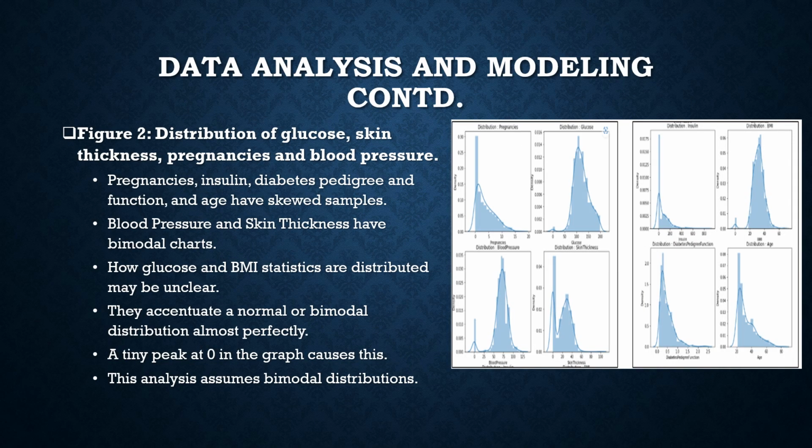Coming to the second one, the distribution of glucose, skin thickness, pregnancies, and blood pressure. Pregnancies, insulin, diabetes pedigree function, and age have skewed samples. Blood pressure and skin thickness have bimodal charts, caused by a tiny peak at 0 in the graph. This analysis assumes a bimodal distribution.